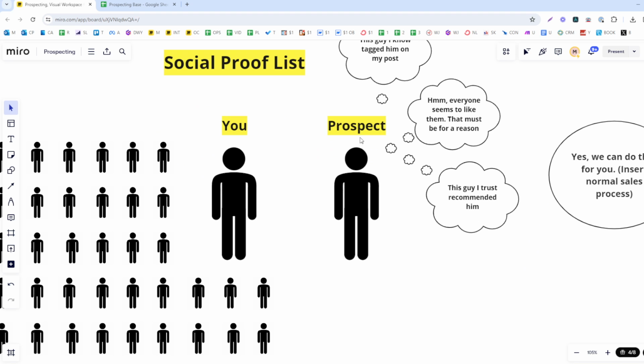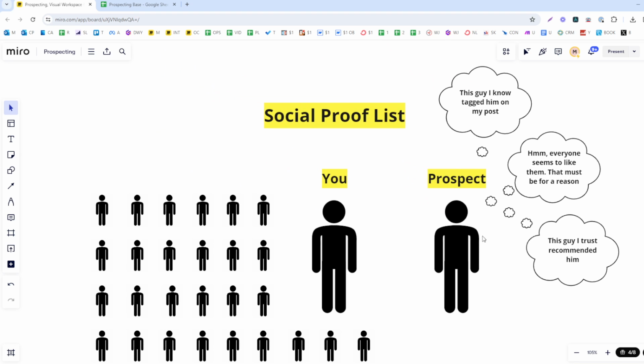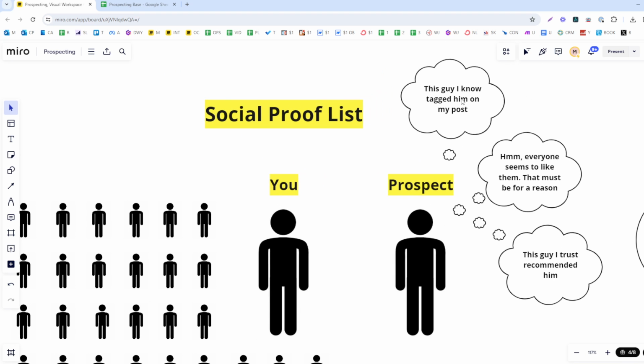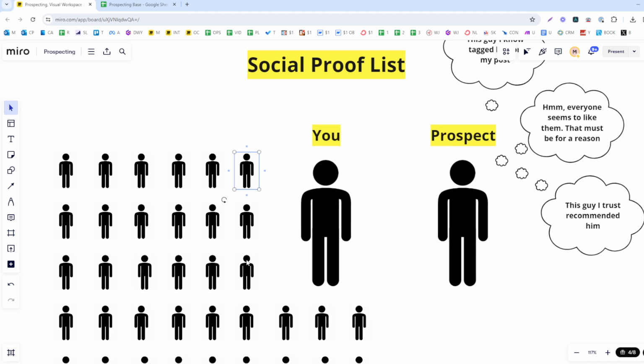So when your prospect is looking for someone who does what you do, they think, this guy I know tagged Matt on my post. Everyone seems to like Matt. That must be for a reason. This guy I recommend really trusted Matt. Although these people are probably never going to buy from you for one reason or another, whether price, fit, they do it themselves, they have someone, or they just don't need it, these people are very valuable.